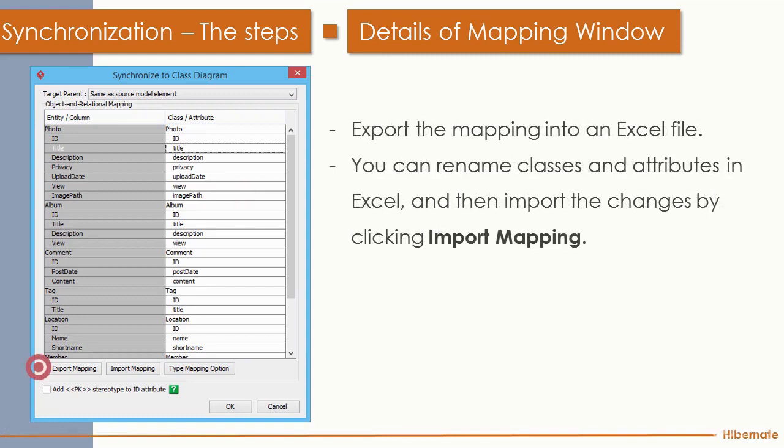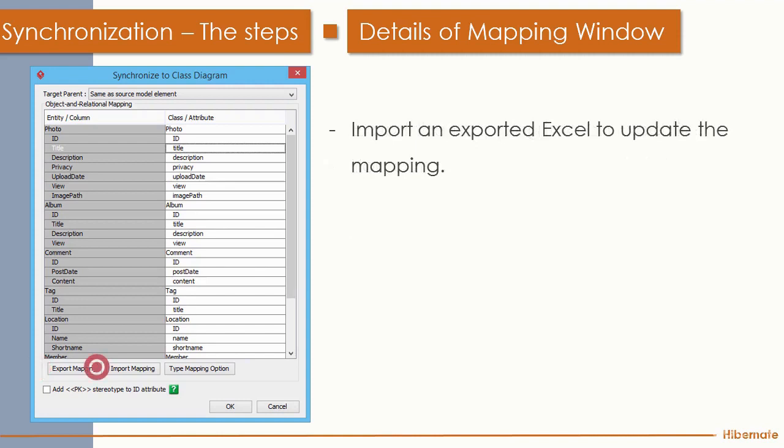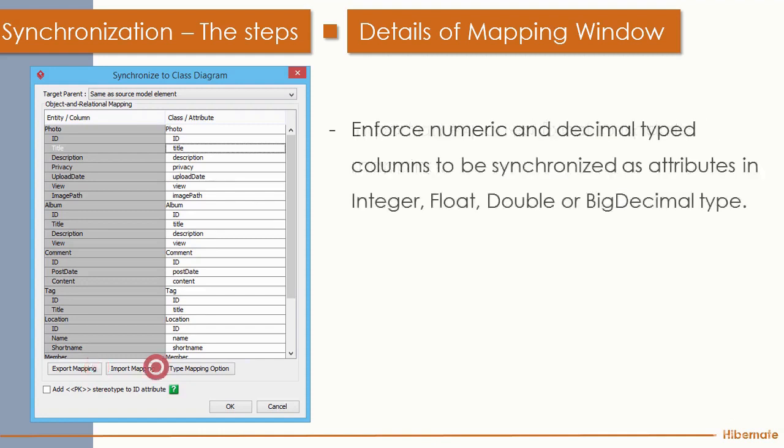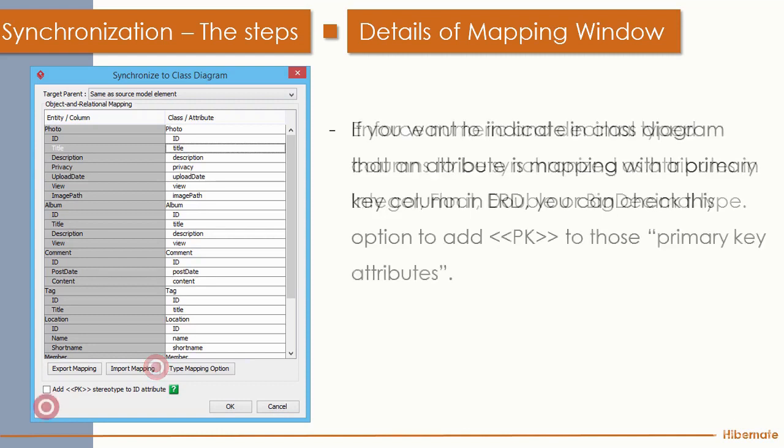On the bottom, you can export the mapping into an Excel file. You may be very interested in why we export it. You export to an Excel file, and then you can change it in Excel in a very convenient tabular form. And then you import your changes back. Then you can change all the mapping to fit your standard, like putting an underscore before the attribute name, etc. You can also enforce some numeric and decimal types to be generated by using the type mapping option.